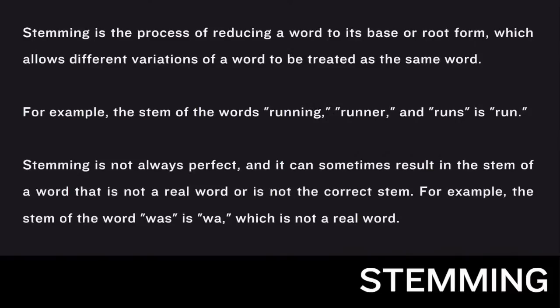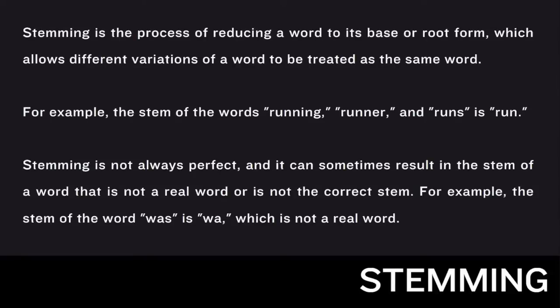Stemming is the process of reducing a word to its base or root form, which allows different variations of a word to be treated as the same word. So why do we do this? Once again, we are trying to reduce the complexity of our sentences or our words. For example, the stem word of running, runner and runs is actually run. So the stem is the base word or root word you are going to predict.